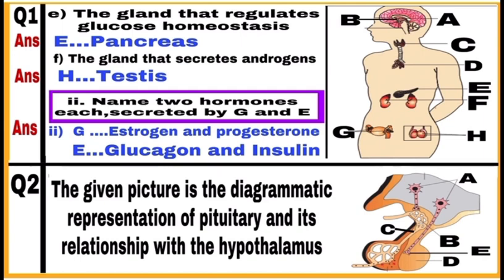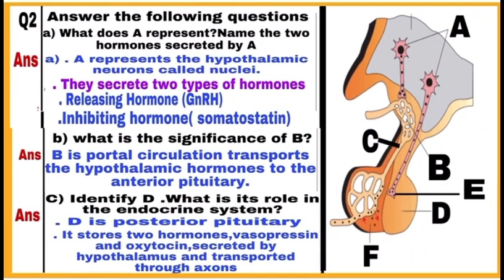Question number 2. The given picture is the diagrammatic representation of pituitary and its relationship with the hypothalamus. Now, answer the following questions. A. What does A represent? Name the two hormones secreted by it. A represents the hypothalamic neurons which are called as nuclei. Hormones produced by hypothalamus are of two types. 1. Releasing hormones like gonadotropin releasing hormone GnRH, and second, inhibiting hormone like somatostatin.